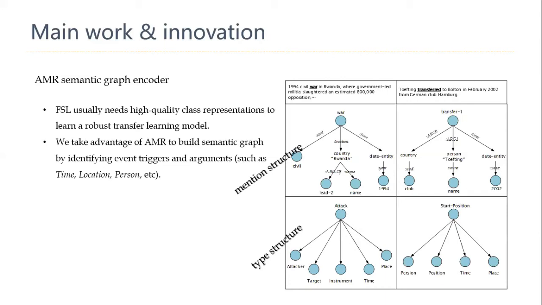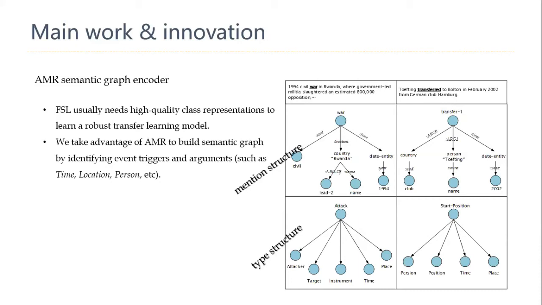And there is an example. In the first sentence, we use AMR to extract its mention structure. You can see it at the top of this picture. The root of this graph is the trigger. In this sentence, its event type is attacked, and war is its trigger. So war is the root of this graph.